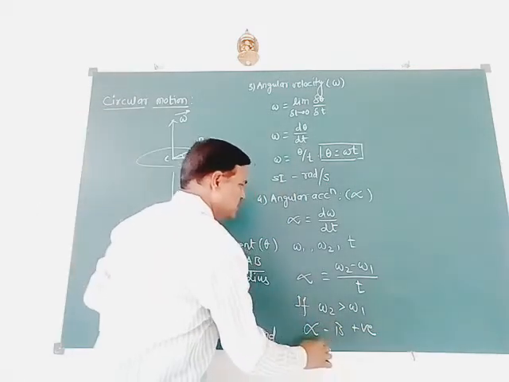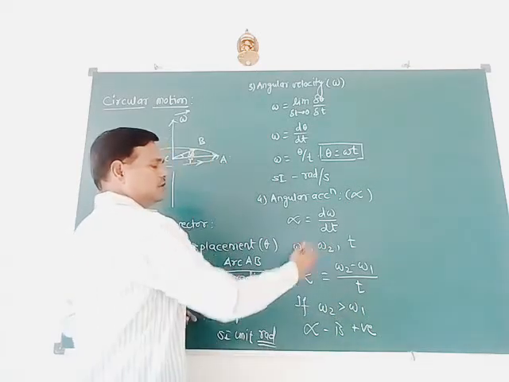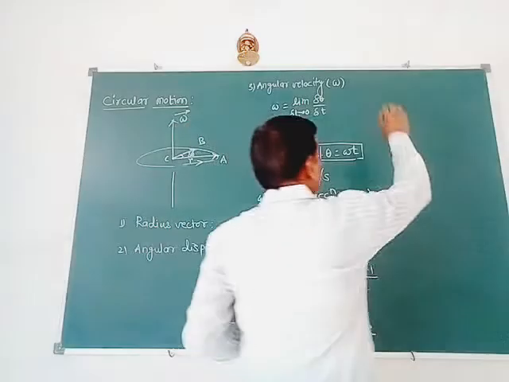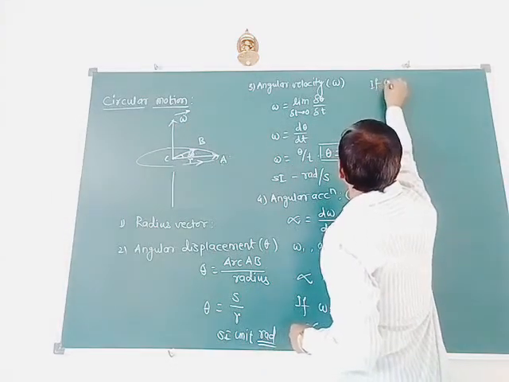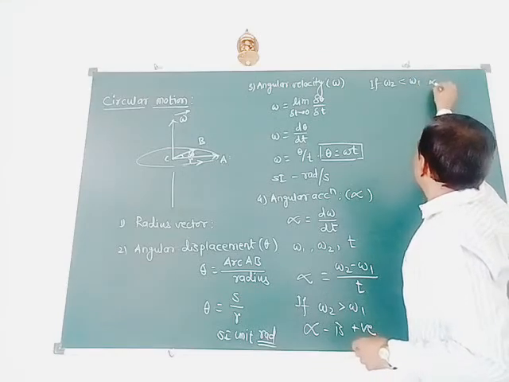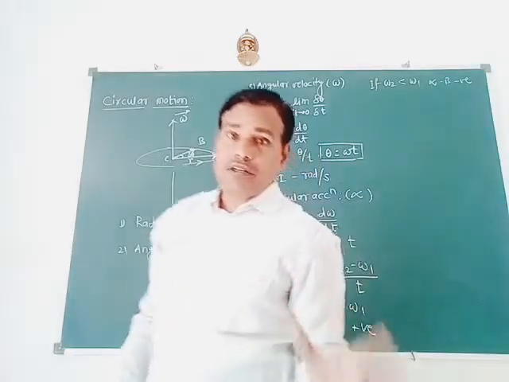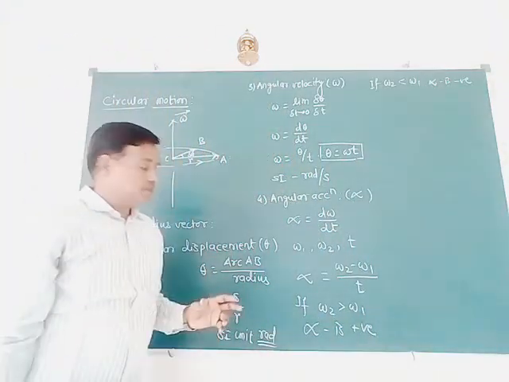And if omega 2 is less than omega 1, then alpha is negative. If this omega 2 is less than omega 1, then alpha is negative. It is called retardation or deceleration.